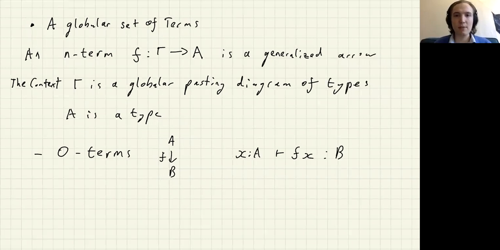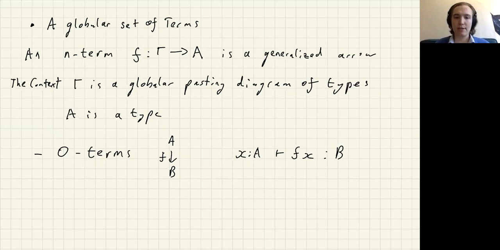The globular set of terms is more interesting. The terms in general are sort of generalized multi-category like arrows. So a term is going to take a globular pasting diagram of types in the sense of Batanin, and then output a single type. So you take in something complicated, a pasting diagram, but then it's a multi-category like thing, so you only output a single type.